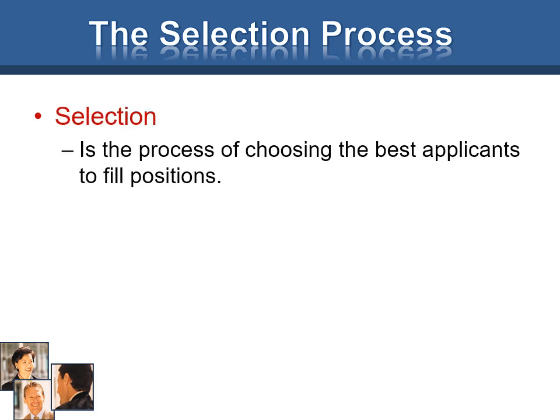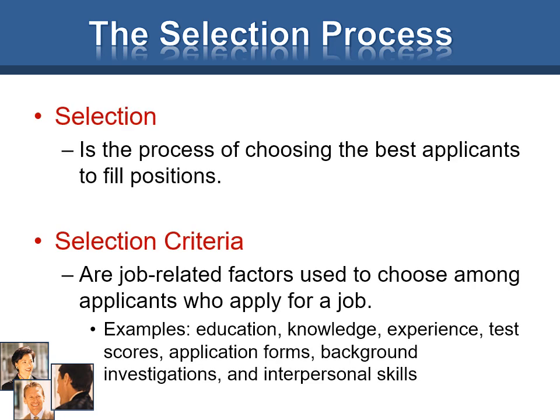Selection is a process of choosing the best applicant to fill the position, and the criteria are the job-related factors used to choose among applicants who apply for a job. For example, selection criteria should be composed of education, knowledge, experience, test scores, application forms, background investigation, and any interpersonal skills.